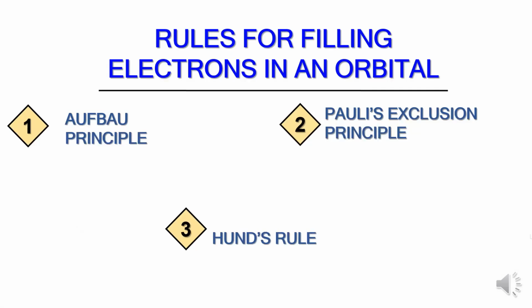In the previous lesson, we have learned about electronic configuration. The electronic configuration of an atom shows how electrons are filled in orbitals. It describes the arrangement of electrons in an atom. To be able to do that, we have to obey the following rules: Aufbau Principle, Pauli's Exclusion Principle, and Hund's Rule.